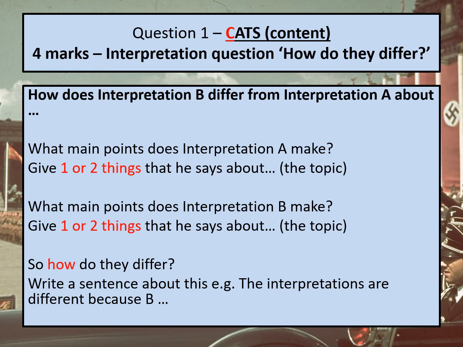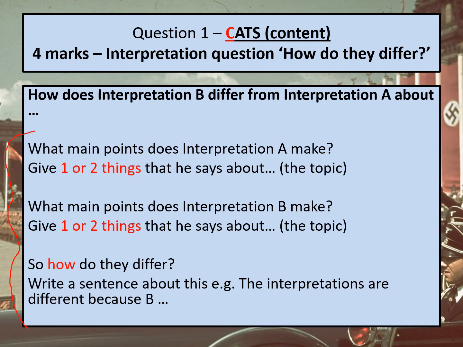So, for example, in this structure that I've just demonstrated on the screen here, you can see the first thing you need to do is pick out the main points that interpretation A makes. I would recommend 2 things. I'd talk about 2 different things that interpretation A states. Now let's say, for example, interpretation A is a positive one. So you would basically give 2 different reasons why interpretation A is positive about a certain thing. Let's say interpretation B is negative. You would then have to pick out 2 things that are negative about interpretation B. And then what you've got to do is write a sentence summarising how these views are different.